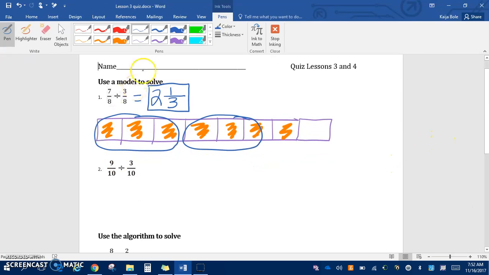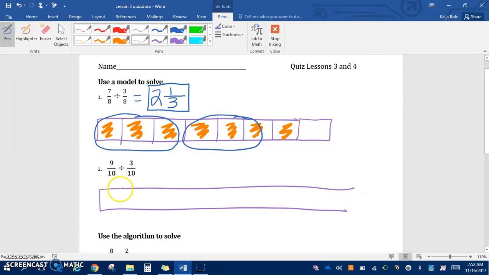Okay, number 2 here is 9/10 divided by 3/10. So first I need to draw 10 boxes. And I'm going to shade in 9 of them to represent my 9/10.